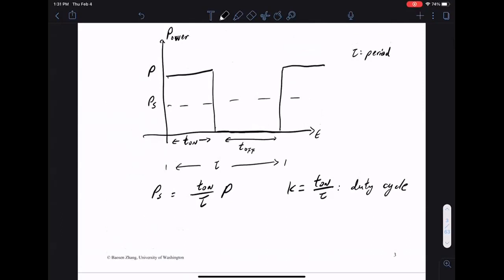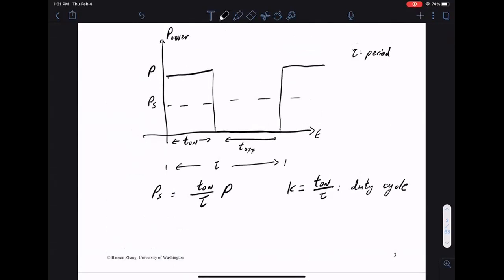If you look at the power curve, it's not the same power going through the circuit all the time. Depending on whether the switch is on or off, the instantaneous power changes. But when we do analysis, most of the time we worry about the average quantity, the average power through the circuit. We won't worry too much about the instantaneous power.